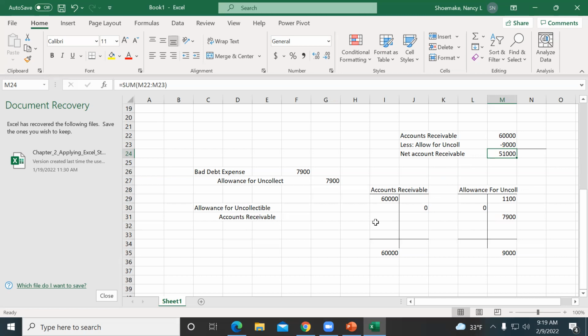So I see it, but just out of curiosity, the 1,100, that was the balance at the beginning of the year, I'm guessing. Mhm. So what is different in this case is we already have a balance sitting in that allowance. We need to take that into account when we create our new allowance. Make sense?